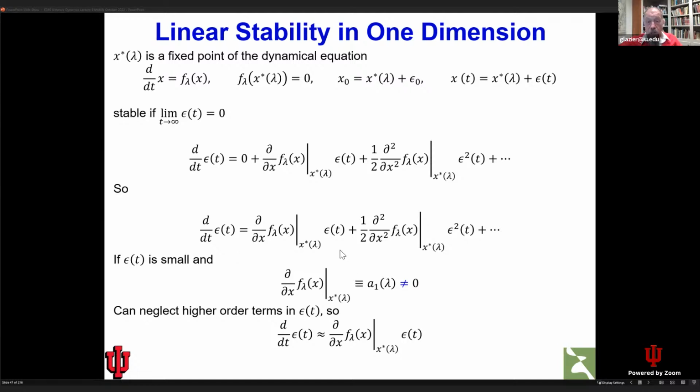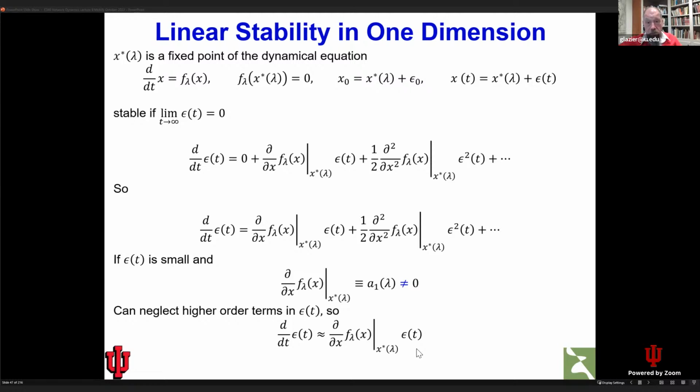If epsilon is small, then the second term with epsilon squared is much smaller than the first term with epsilon. And so we can neglect it, and we can say that d by dt of epsilon is approximately d by dx of f evaluated at x star times epsilon. And that's what we've done here. d by dt of epsilon is approximately d by dx of f evaluated at x star times epsilon.